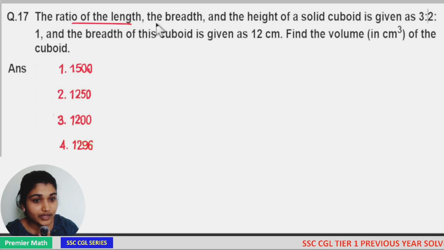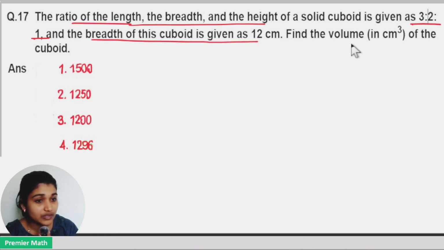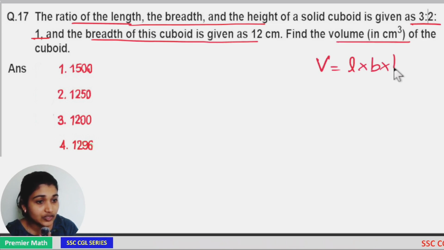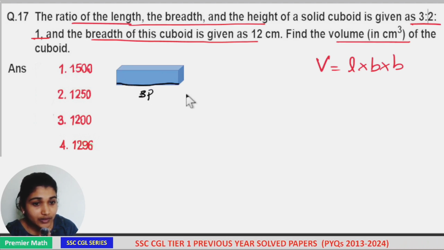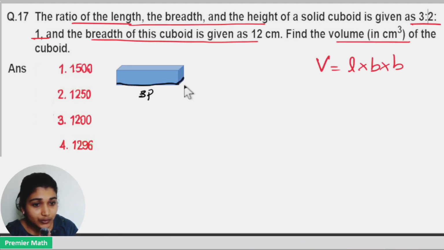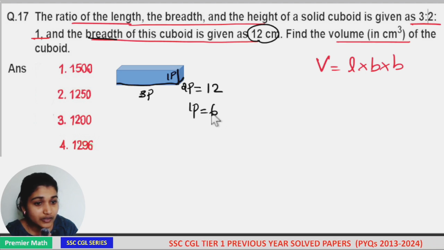The ratio of length, breadth and height of a solid cuboid is given as 3:2:1 and breadth of this cuboid is given as 12 centimeter. Find the volume of the cuboid. Volume of cuboid is equal to LBH. Now here if this is the cuboid, length is equal to 3 part, breadth is equal to 2 part and height is equal to 1 part, and breadth is given as 12 centimeter. That is, this 2 part is equal to 12 centimeter means 1 part is equal to 6.